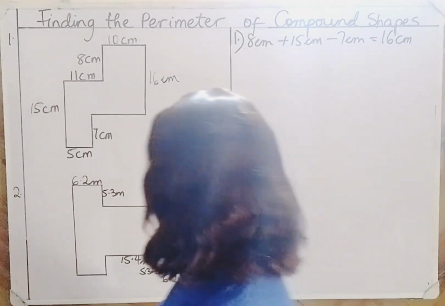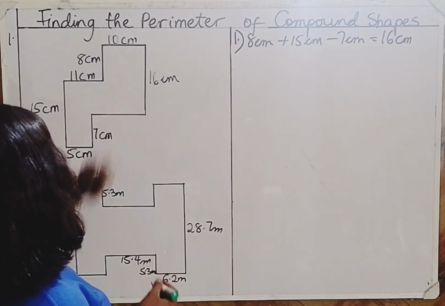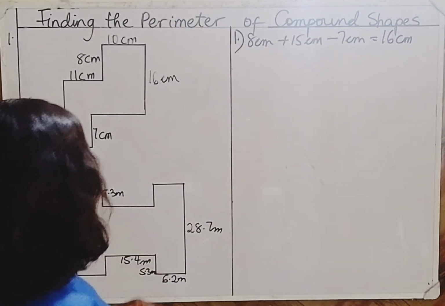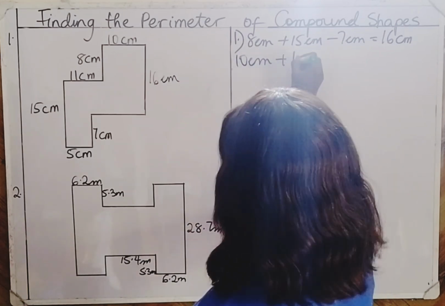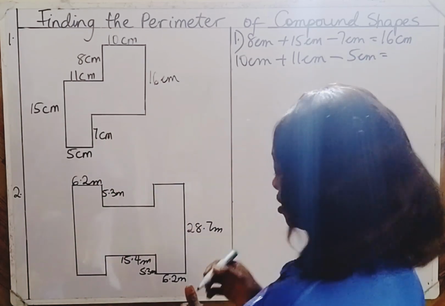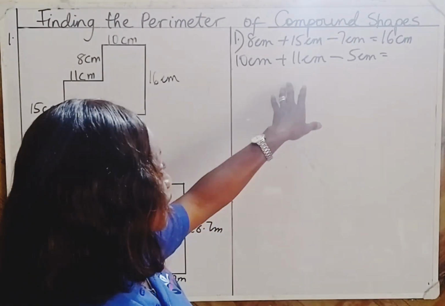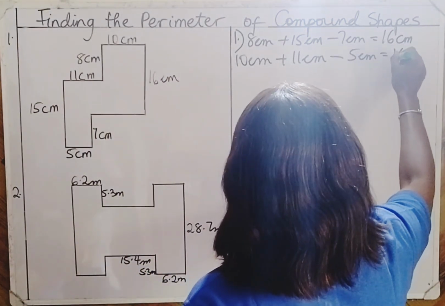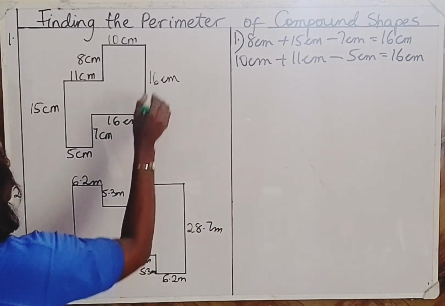Okay? Let's continue. Now, how do we get the horizontal part of this question? We have 10 centimeters here, we have 11 centimeters here, and we also have 5 centimeters here. So what we're going to do, like we did for the first part, we're going to add 10 centimeters to 11 centimeters, and then we take away 5 centimeters from it. 10 plus 11, that's 21 centimeters. 21 centimeters minus 5 centimeters gives us 16 centimeters. And here is also 16 centimeters.